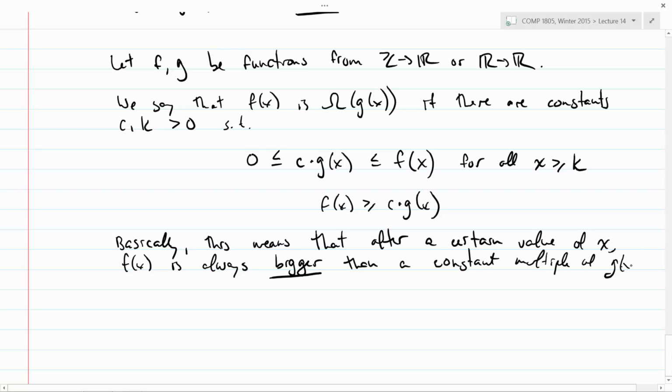G of x. And if you look back at the definition of big O, it's the opposite, right? F of x is always smaller than a constant multiple of g of x. So that's all there is to it. Very similar tricks come into play, but they're slightly different, and I'll show them to you now. So is the definition clear to everyone?